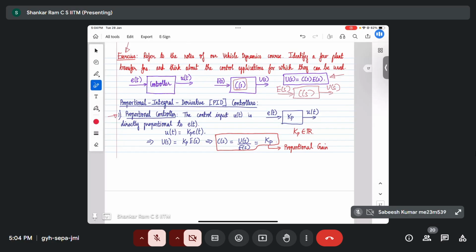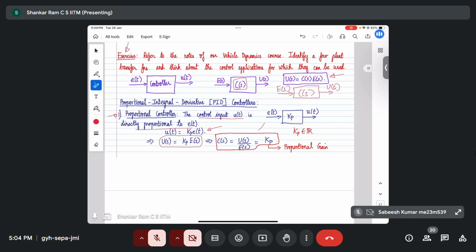So in proportional control, the control input is directly proportional to the error E. So the equation for U can be written as Kp times E of t. And if we take the Laplace transform, we get U of S equal to Kp times E of S. Okay, so essentially that's what we have.